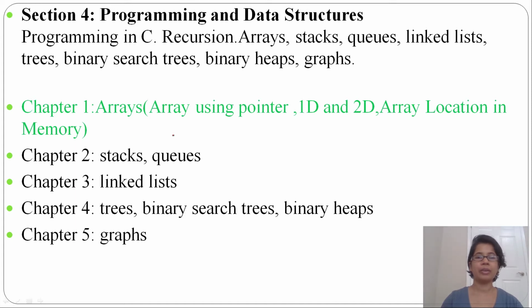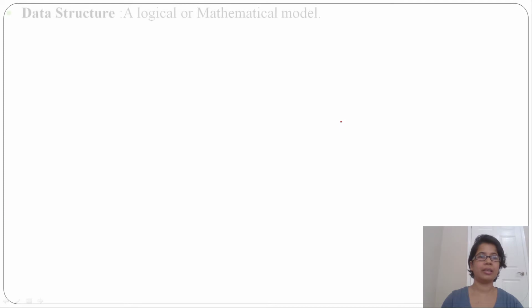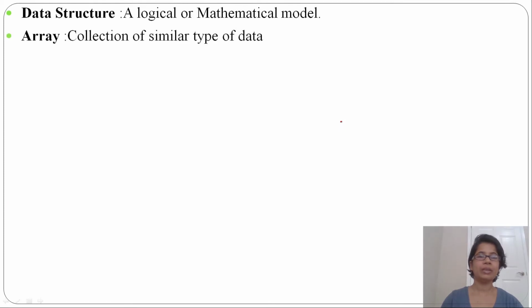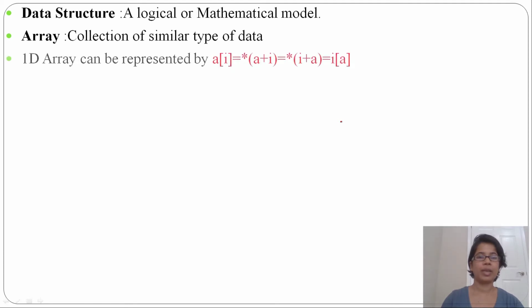So in array I will cover array using pointer, then 1D and 2D array, and location in memory. So this much I will cover. So let's start array. Array is a collection of similar type of data. A 1D array can be represented by A[i]. This is the basic representation, A[i].